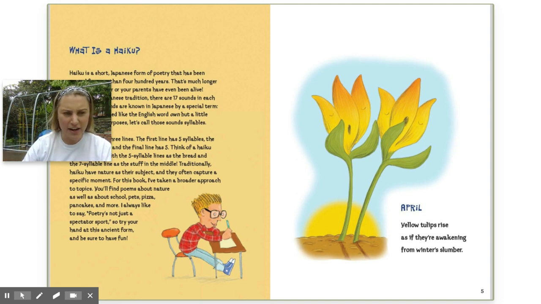So, yes, that poem is definitely a haiku, but it was a little hard to understand what that poem is about when we read it like that. So, let's read it again and see if we can understand the poem a little bit better. April. Yellow tulips rise, as if they're awakening from winter's slumber. That was easier to understand. Let's read the rest of the poems like that.